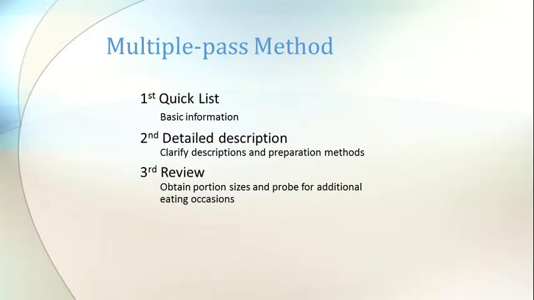In one version of the multiple pass method, interviewers gather information in 3 phases. First, basic information is gathered in what is called a quick list. Next, detailed descriptions about particular food items, including preparation methods, are gathered. And third, the information is reviewed with the client, and the interviewer probes for any additional eating occasions.